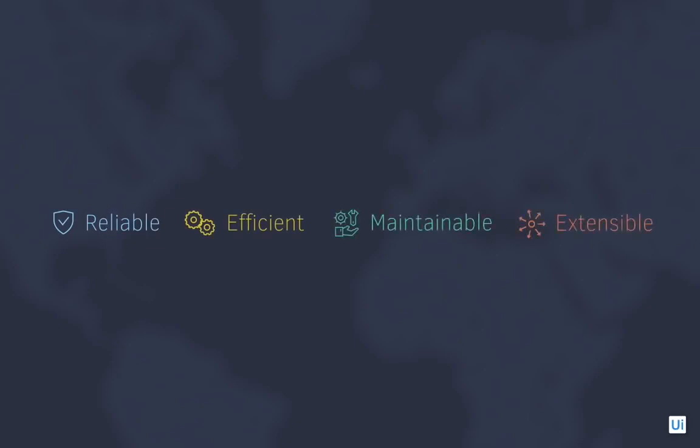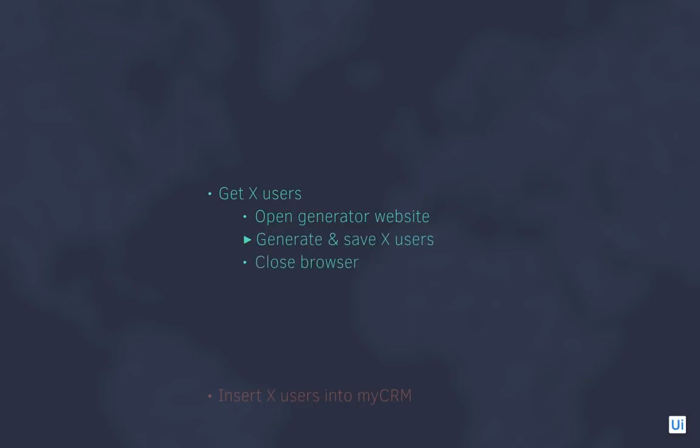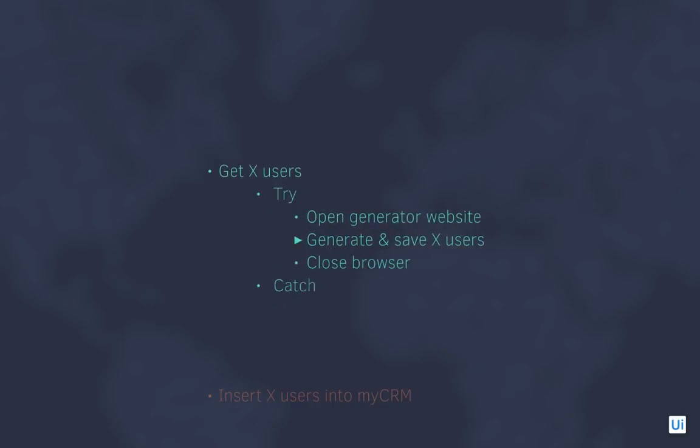So let's plan this out a bit. We need to extract user data from a source and load that data into a destination app, so we can break the workflow in two. To get the users, we need to open the website, generate a number of users using the workflow we created earlier, then close the browser. And for reliability, we'll put everything inside a try-catch block.